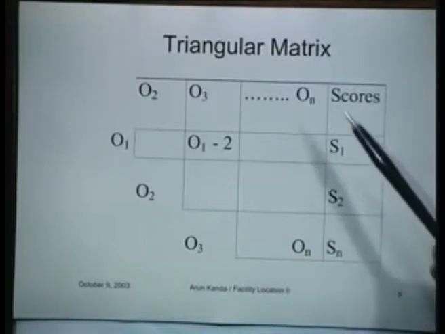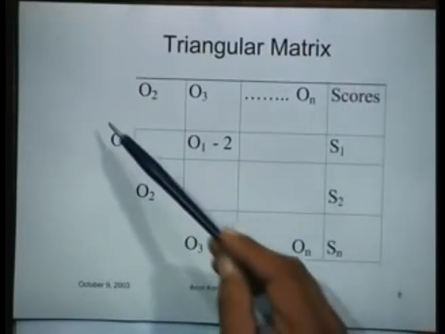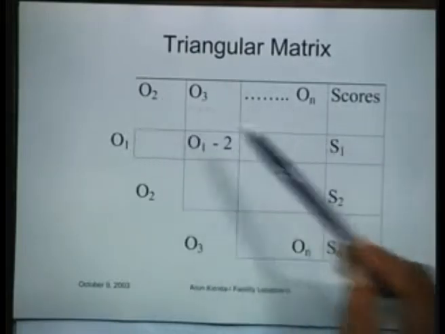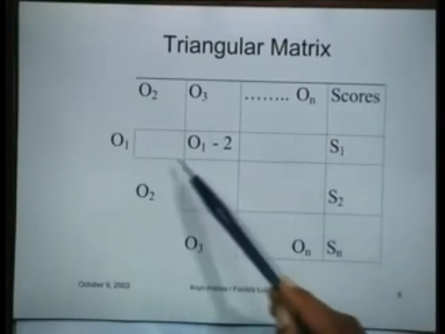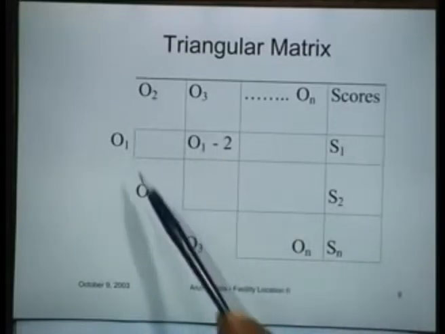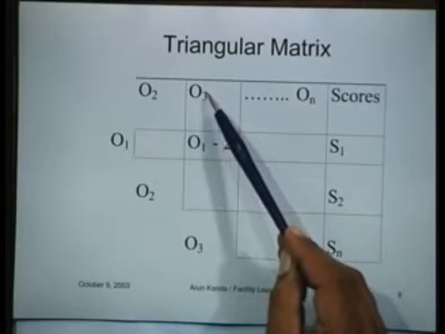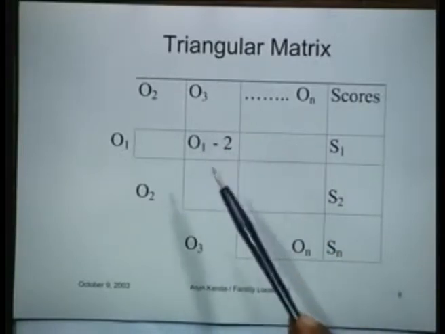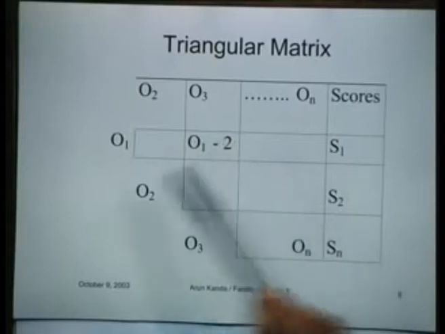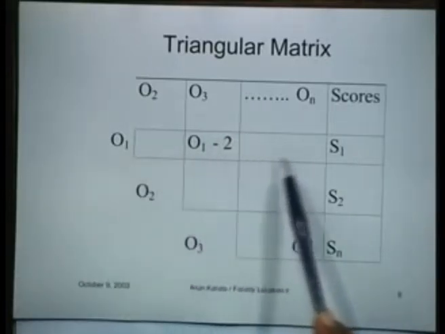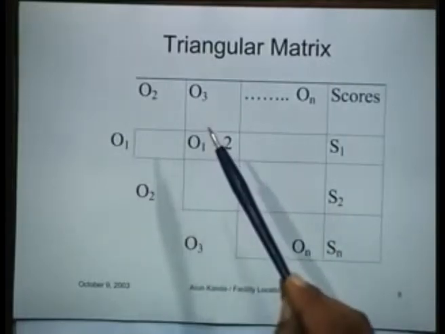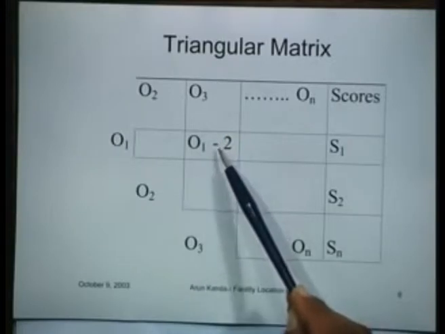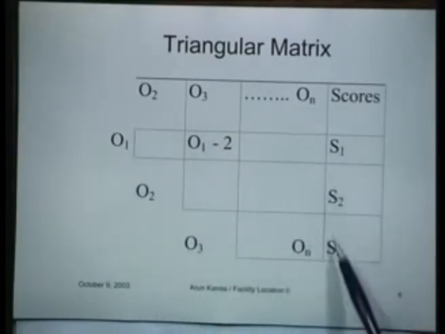So what is actually being suggested here is that if you construct a triangular matrix, why triangular matrix? Because if there are n objectives, there will be NC2 possible comparisons, all pairwise comparisons. So we look for pairwise comparisons. For instance, in comparing objective 1 with objective 3, you might want to give O1 2 marks or whatever the interpretation is to these marks, and then ultimately you can determine the scores by counting the number of scores or votes polled by different objectives. So you will be able to get scores.